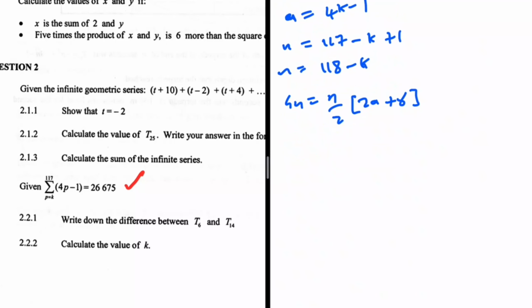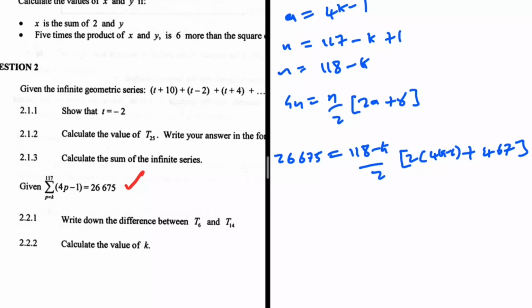Okay, there we go. So 26675 is equals to n, which is 118 minus k over 2 multiplied by 2a. So that is 2, a is 4k minus 1, and the last term is 467. Right. So this is the idea. This is the logic in this question. So the last thing that we have to do is to actually solve for k, of which, for the sake of time, k is equals to 21. That is actually what you're supposed to get.